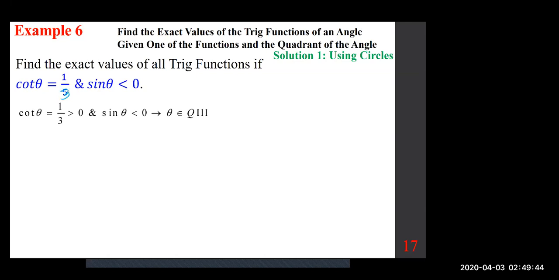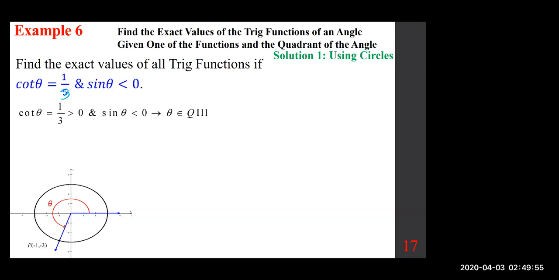So cotangent is 1/3. And so here's the graph. In the third quadrant, x is negative, y is negative. Cotangent is 1/3, and cotangent is x over y. We can figure out the r, which is square root of 10. So we have x, we have y, we have r.